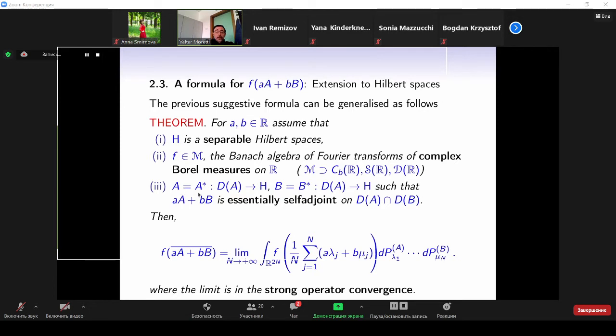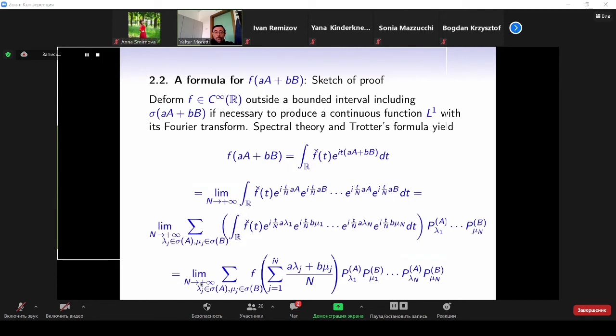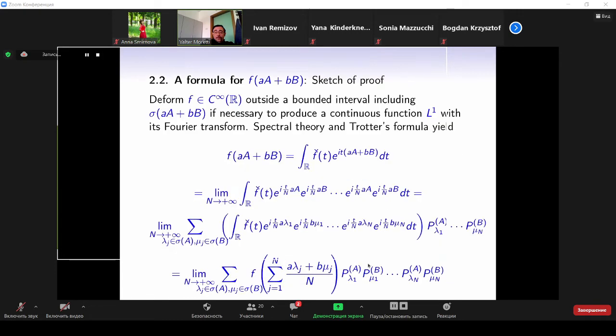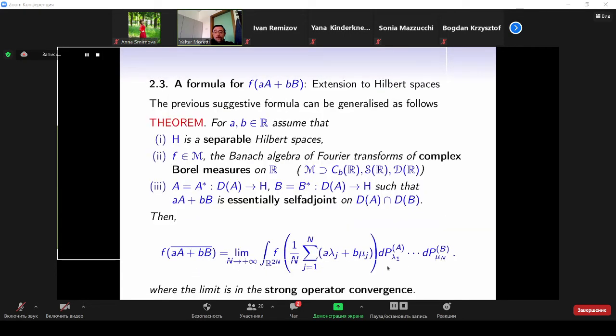Suppose that A and B are self-adjoint operators on a separable complex Hilbert space. And suppose that this linear combination, where small a, small b are real, is essentially self-adjoint in the intersection of the domains. And this is the easiest hypothesis for the validity of the Trotter formula in the unbounded case. In this case, the previous formula, this one, is also valid for unbounded operators, provided this sum is transformed into an integral.